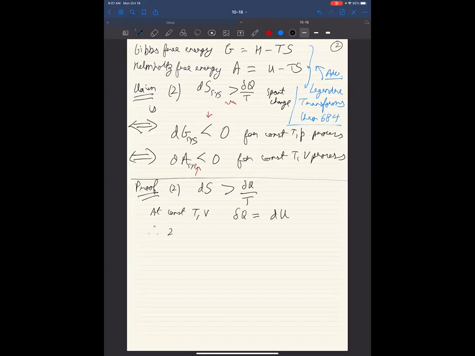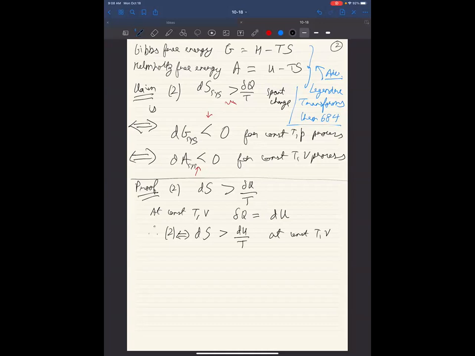Therefore, at constant temperature and volume, dS is more than dU by T. This is equivalent to the second law of thermodynamics, or the Clausius inequality at constant temperature and volume. It's not going to be true in general, but at constant temperature and volume, we can get rid of the delta Q.